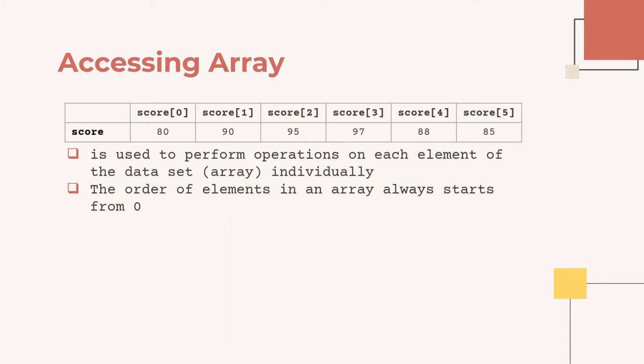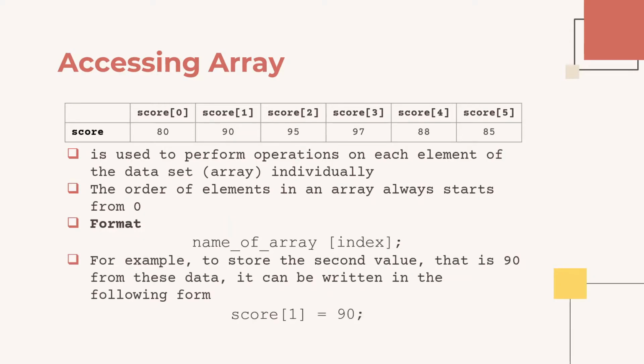So this is score[0], score[1], score[2], and so on. If we create an array with 6 elements, then index 0 is used to fill in the value of the first element. The format of accessing an array is defined as the name of the array and then the index. For example, to store the second value, that is 90, from this data, it can be written in the following form: score[1] equals 90.